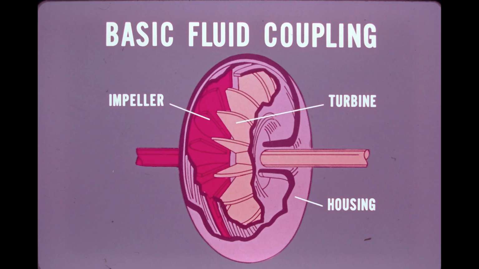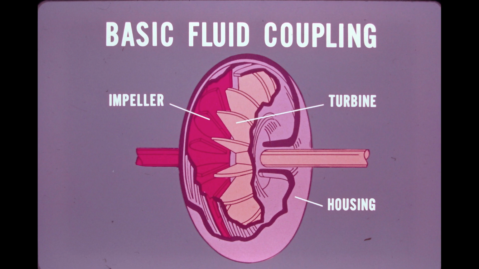The experiment with the two fans illustrates the basic operation of the fluid coupling. Essentially, the fluid coupling consists of two bladed wheels, each with an attached shaft, enclosed in a housing that is completely filled with fluid, usually transmission oil. Notice that there are no mechanical connections between the two wheels. The orange wheel, or impeller, is driven by the engine and acts as a centrifugal pump to pick up fluid in the housing and force it against the blades of the yellow wheel, or turbine.